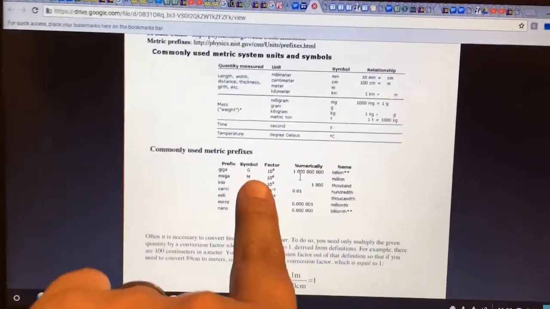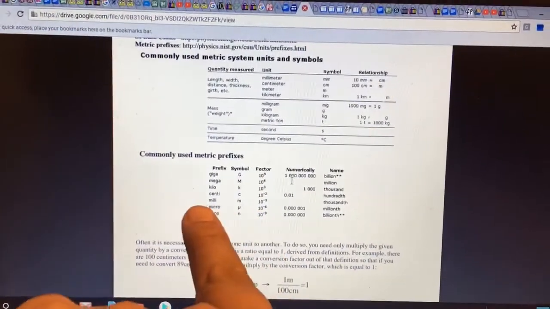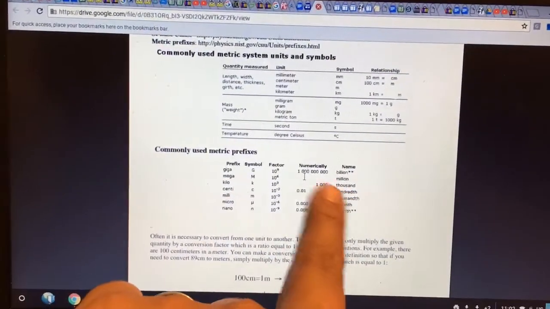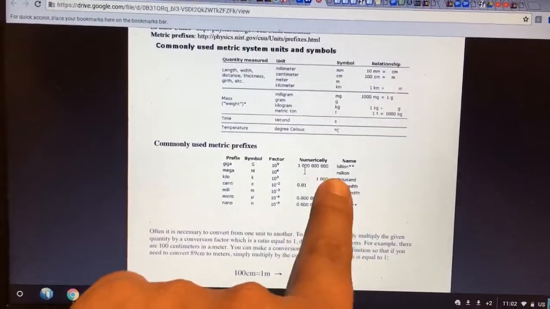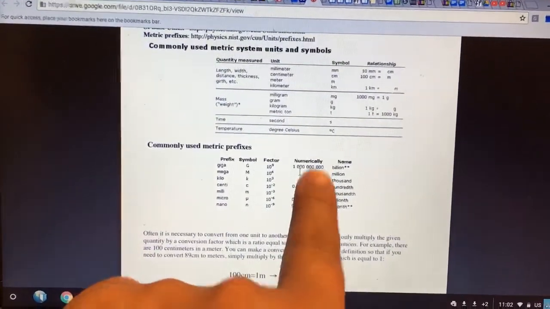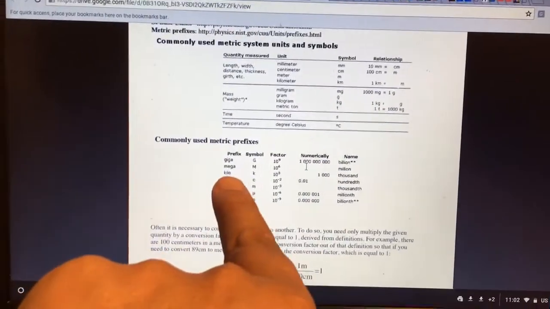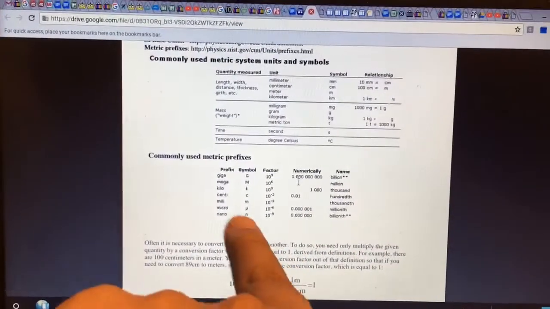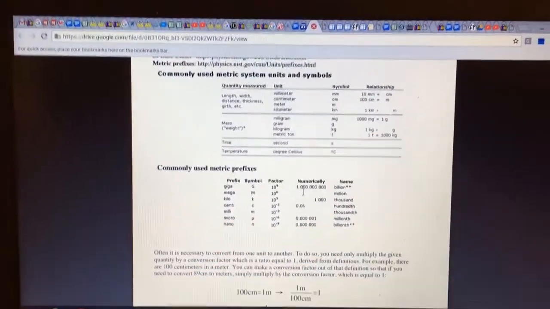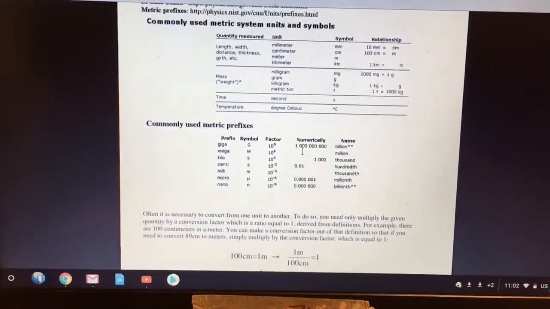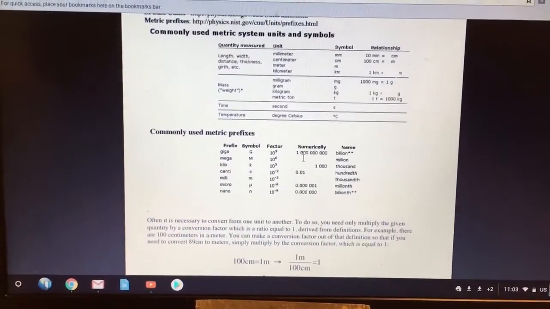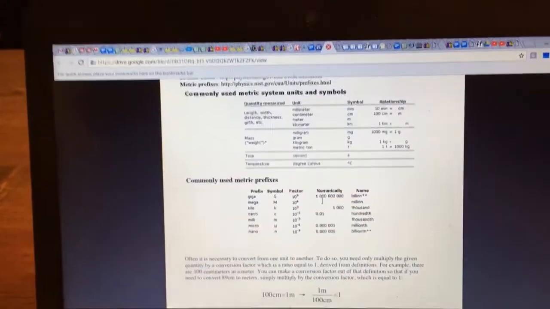Down here, we've got some common prefixes, like mega, meaning million. You want to fill in the number for that. Since it's a million, that'd be a 1 with how many zeros? 6. Kilo, think about what that means. Centi, these are all the common prefixes that we use in science, not just in physics, but just in high school science in general. You'll want to try to memorize these.